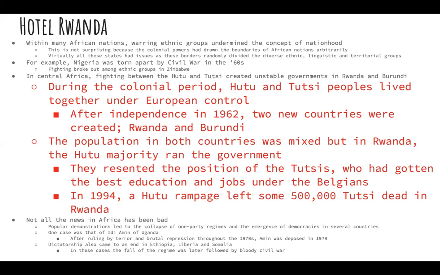Not all news in Africa has been bad. Popular demonstrations led to the collapse of one-party regimes and the emergence of democracy in several countries. One case was that of Idi Amin of Uganda, after ruling by terror and brutal repression throughout the 70s. Amin was deposed in 79. Dictatorship also came to an end in Ethiopia, Liberia, and Somalia. In these cases, the fall of the regime was later followed by a bloody civil war.